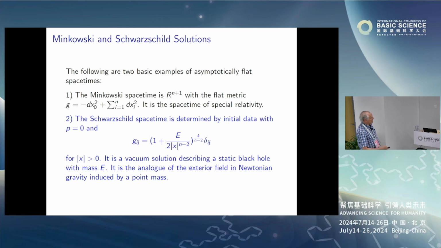And this generates a vacuum solution of the Einstein equations, which models a static black hole. So the parameter E there is the mass or the energy of the black hole. You can think of it as being the analog of the exterior field of a point mass in Newtonian gravity.